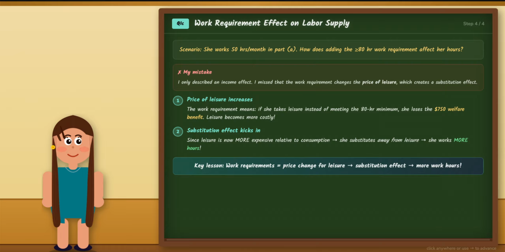So the result is that even though she chose 50 hours in Part A, the work requirement incentivizes her to increase to at least 80 hours, because that's where the welfare benefit kicks in. The lesson here is that requirements act as a price change for leisure, not just an income change.